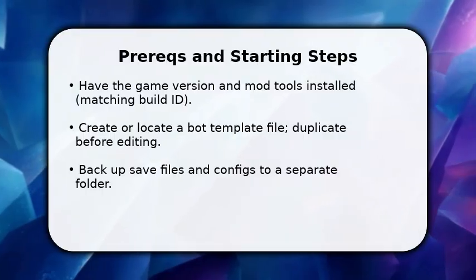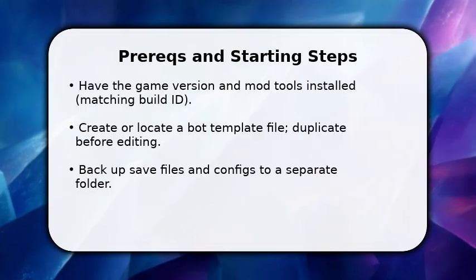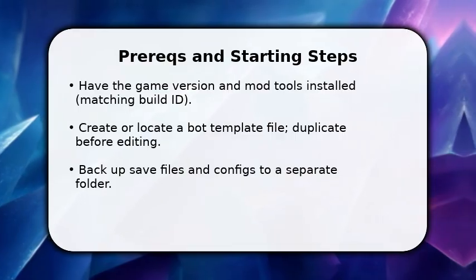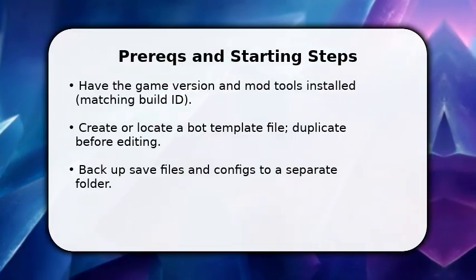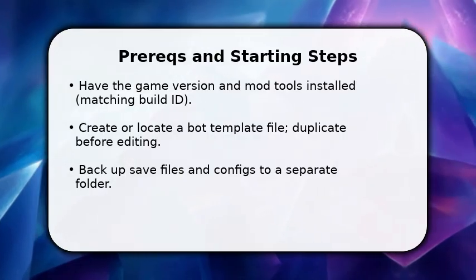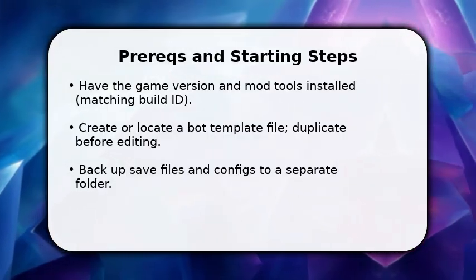You begin by confirming prerequisites, matching game version, mod tools, and a bot template. Open the game folder and a text editor. Make a duplicate of the template so you never edit the original. Once done, export a quick config backup to a separate folder so you can revert.